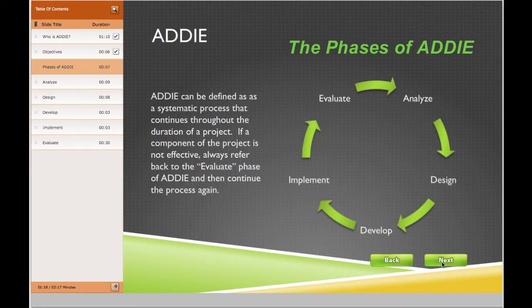The phases of ADDIE. ADDIE can be defined as a systematic process that continues throughout the duration of a project. If a component of the project is not effective, always refer back to the evaluate phase of ADDIE and then continue the process again.